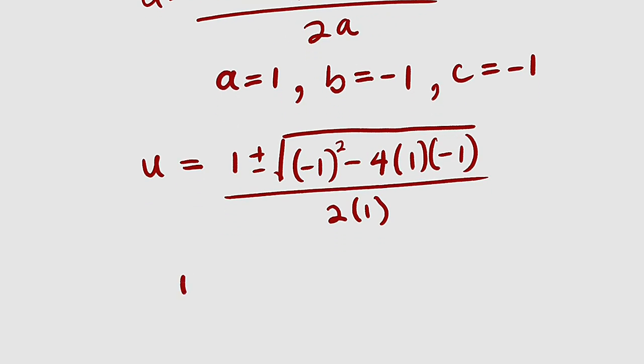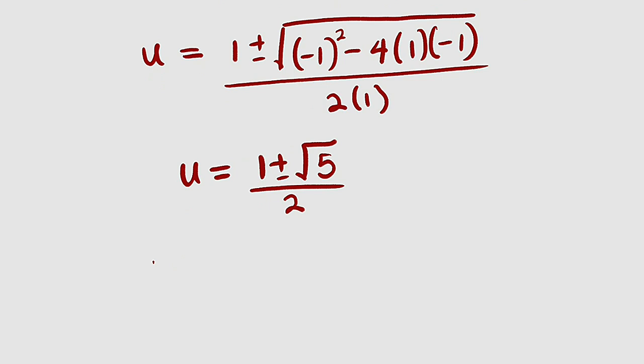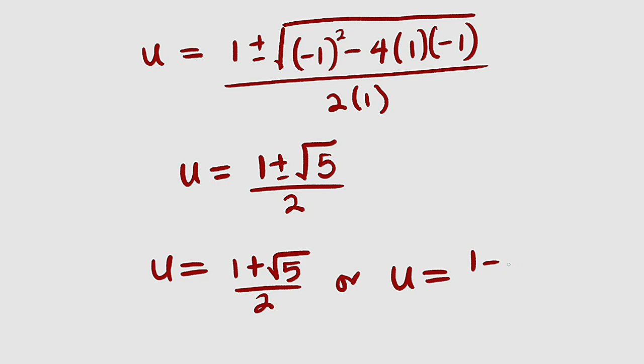Let's simplify. u is equal to 1 plus or minus the square root. We have negative 1 squared, which is equal to 1. We have minus and minus, that will give us plus. That is 1 plus 4, right? Which is equal to 5. Divided by 2 times 1, which is equal to 2. So u could either be equal to 1 plus root 5 divided by 2, or u equal to 1 minus root 5 divided by 2.